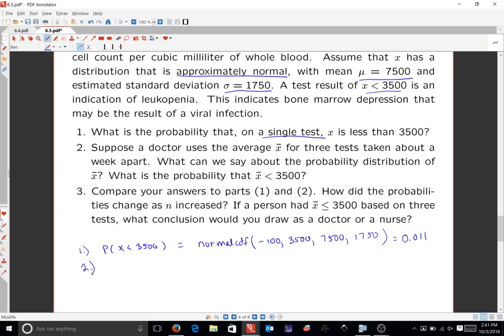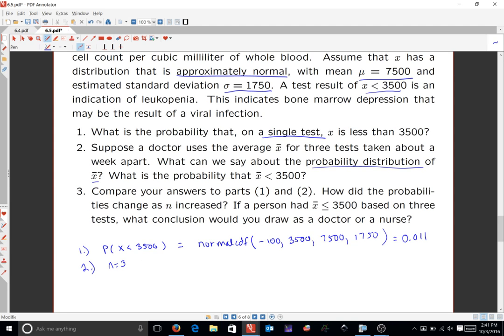Okay, that is something we did on the last homework. You guys should have been able to do that from the homework for section 6.3. Now let's look at number 2. It says, suppose a doctor uses the average X bar for 3 tests taken about a week apart. What can we say about the probability distribution of X bar? So in this case, we're going to have n equals 3.